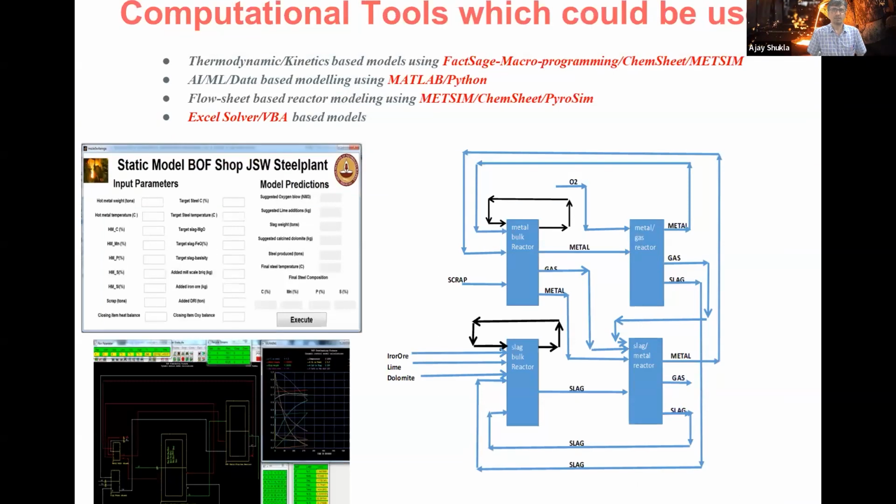Basically, the computational tools which are being used in my group involve thermodynamic and kinetic-based models using FACTS, and flow sheet based modeling, which involves FACTS macro programming, ChemSheet, which uses FACTS data, and also MetSim, and models based upon first principles, artificial intelligence, and machine learning. They are developed using separate code in MATLAB and Python, and flow sheet models which we can develop by MetSim, ChemSheet, PyroSim. We also use the Excel VBA solver; VBA also has programming capability. If we develop the models, these snapshots show how the models look on the screen.